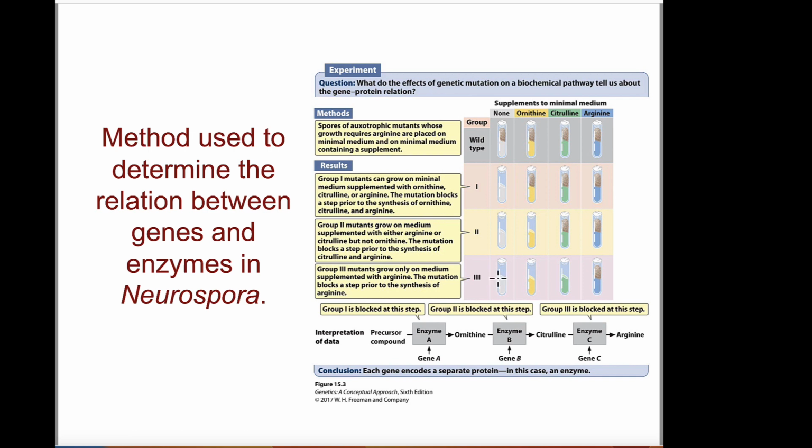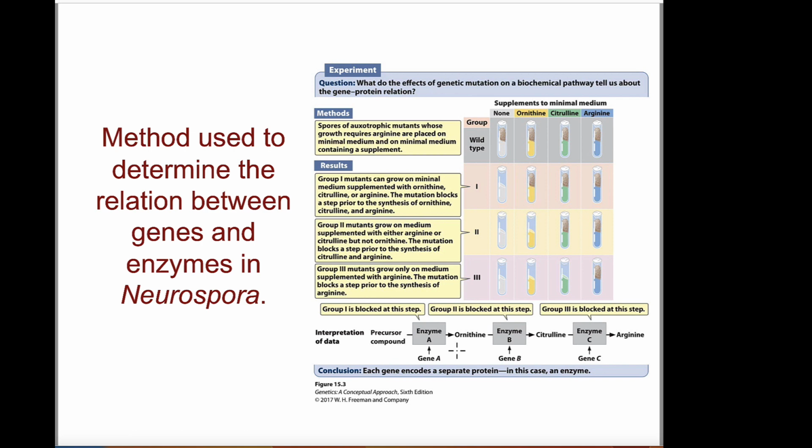Now, the question is, what are these steps? These steps that I'm referring to are the enzymes which act upon the precursors to produce the product. So for example, in the group 1 mutant, there is a mutation in gene A which codes for enzyme A. And enzyme A acts on the precursor compound, the components in the minimal media, to convert it to ornithine. But because enzyme A is mutated, you do not get growth. The only time you get growth is when they supplement the media with ornithine.